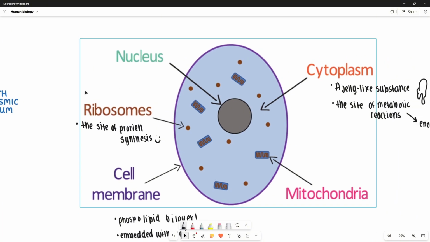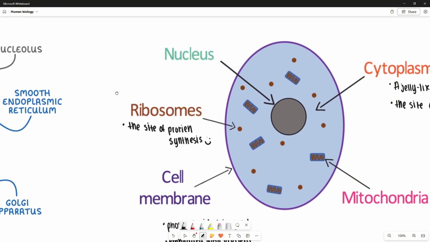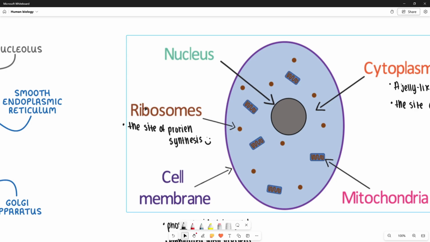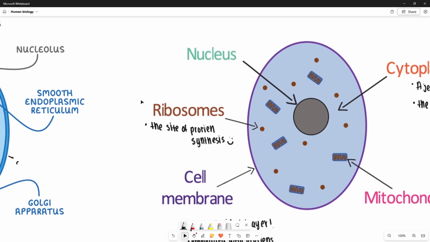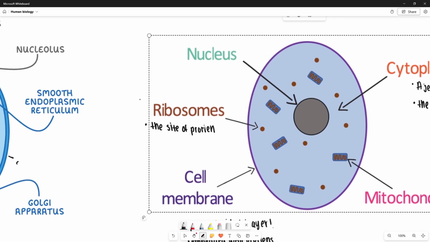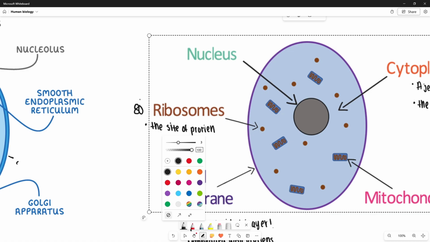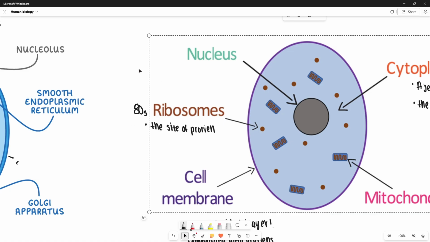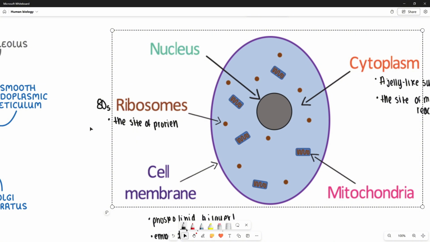Now, a major distinction that you need to know at level 3 is that in eukaryotic cells the ribosomes are bigger. So we say that they are 80S ribosomes, which basically means they're bigger.